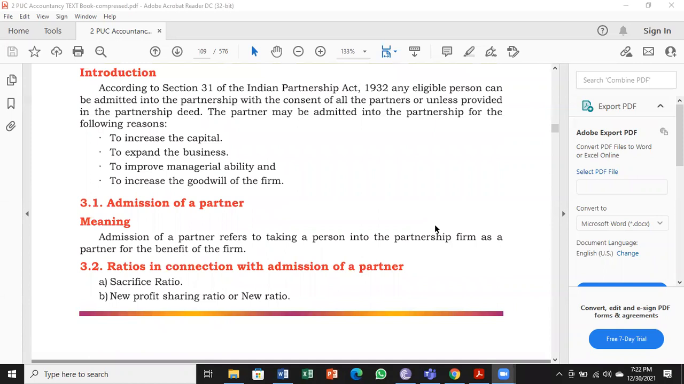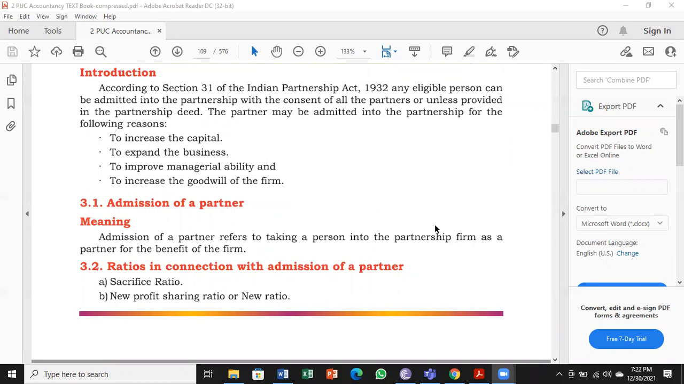Then, when a new partner enters the business, there are some changes that will happen in the business. So connected to that, we'll be calculating two ratios. One is the sacrifice ratio, one is the new profit sharing ratio. So let me tell about the new ratio first. Just the meaning now, calculations we'll learn later. And what is the sacrifice ratio, I will explain further.